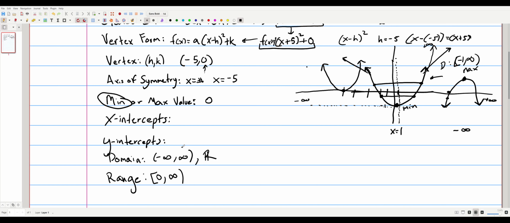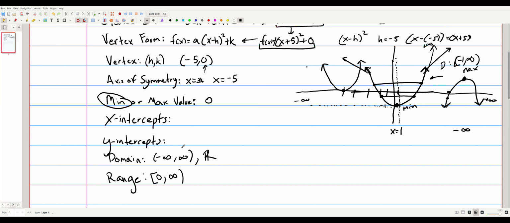And so the domain will always remain the same whether you have an upward or downward facing parabola, but the range may change. And so you have to be a little cautious about where the value starts and where it's going, because if it's an upward facing parabola, it will end up at positive infinity, and if it's a downward facing parabola, it'll start at negative infinity, right?